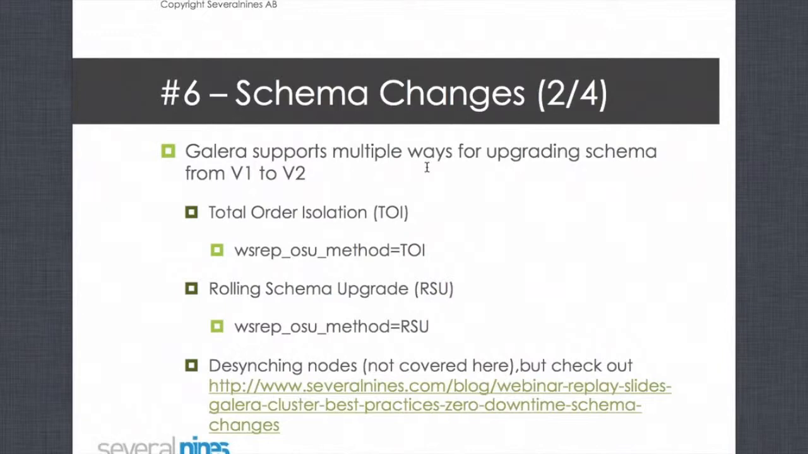To further complicate things a little bit more, Galera offers a couple of ways to do schema upgrades, to bring the schema from version V1 to version V2. One such method is called total order isolation, and the other method is called rolling schema upgrade. And there is also another method with desyncing nodes. I won't cover it here, but you can read more about it, or look at the replay of a webinar where we cover this.